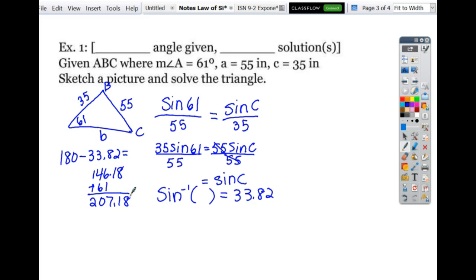So is this bigger than 180? Yes. That means that the angle can't flip. It can't. So you only get 1. If it's under 180, then we're going to have 2. But if it's over 180, you only get 1. So we're only going to do 1. I'm going to show you a 2 triangle in a minute.